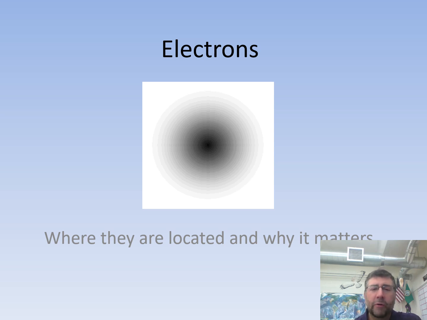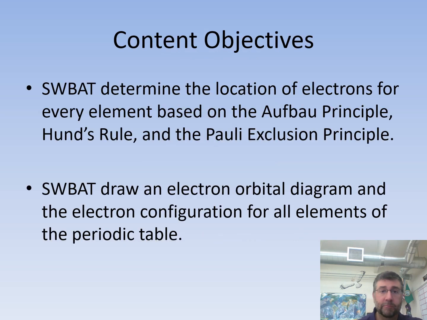All right, so now we've learned about the location of electrons, but we're going to talk a little bit more about how electrons interact with each other. So we're going to focus on the 3 electron rules, rules you need to follow in determining the location and orientation of electrons. So we're going to talk about the Aufbau principle, Hund's rule, and the Pauli exclusion principle.